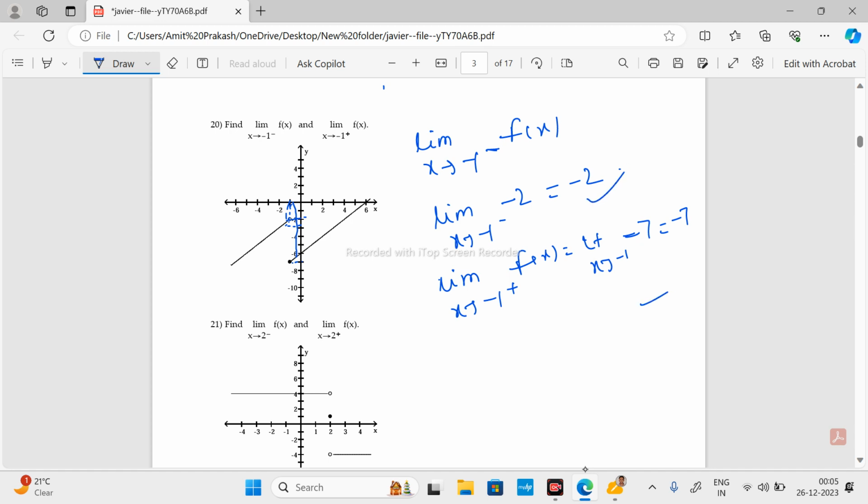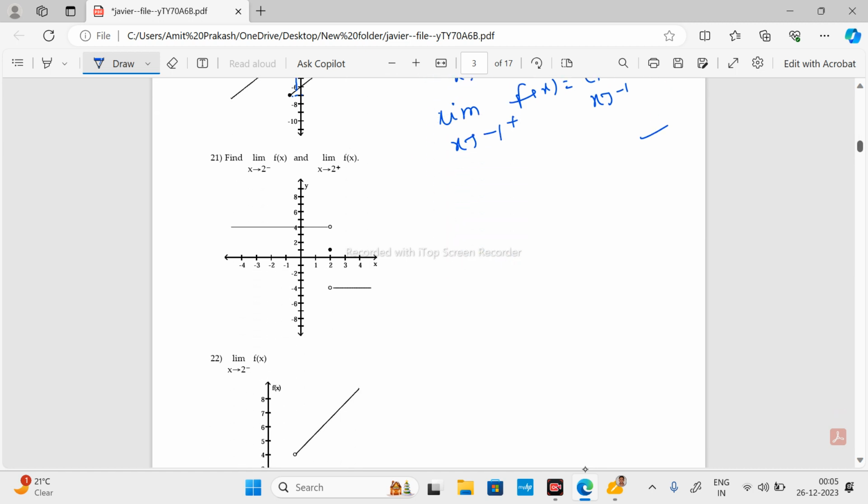So if someone asks you does the limit exist at minus 1, we shall say that the limit does not exist at x equals to -1, because the left hand limit and right hand limit are not equal, since left hand limit is equal to -2 and right hand limit at x equals to -1 is -7. So the limit does not exist at x equals to -1 for the given graph.